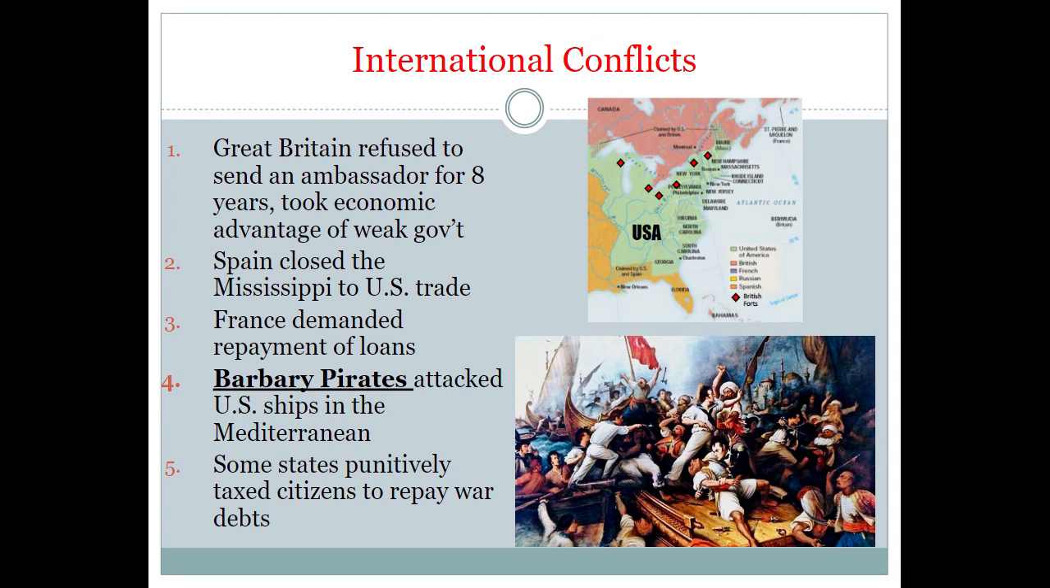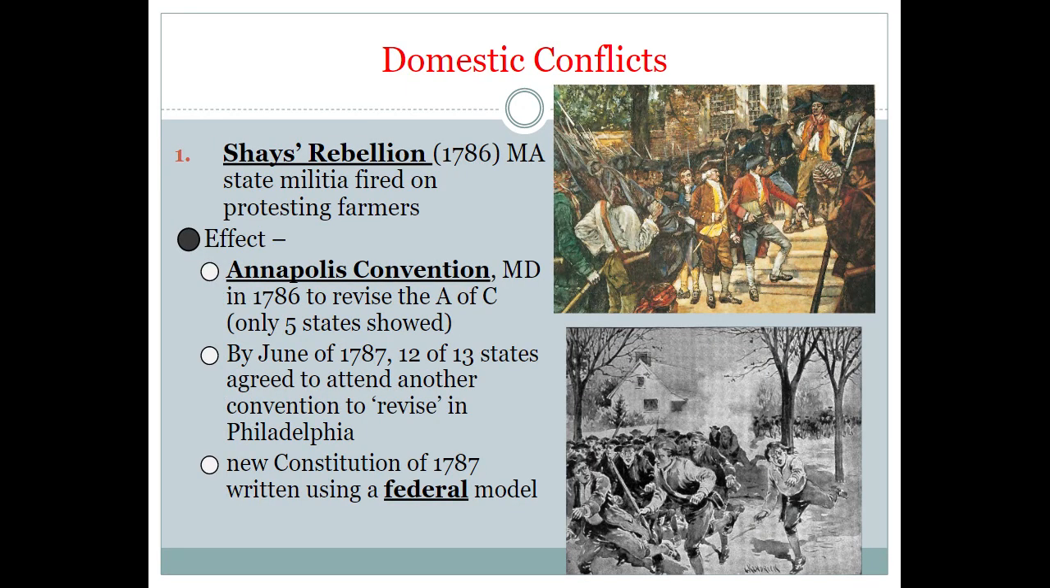They begin to heavily tax their citizens to the point that people would lose their farms, kind of the same scenario you had back with the regulators in the 1760s and 1770s in North Carolina. So there's lots of conflict internationally, and lots of conflict within these new states themselves. The most famous of those is Shays' Rebellion, often cited as the reason why we end the use of the Articles of Confederation and create the Constitution of 1787.